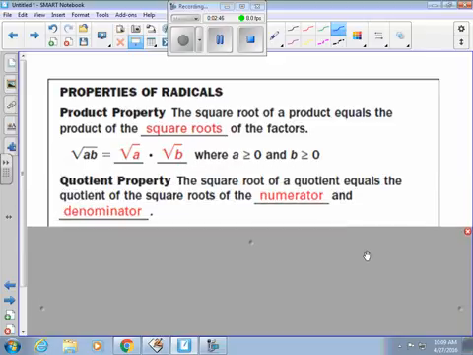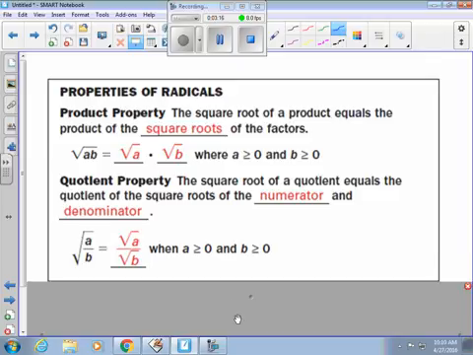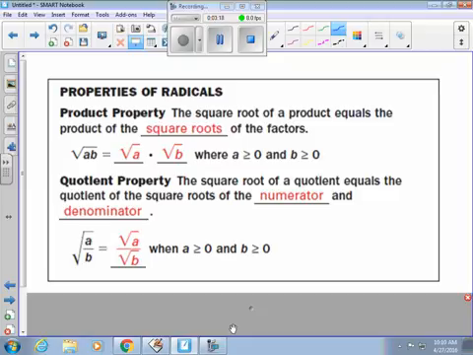The quotient property says the square root of a quotient equals the quotient of the square roots of the numerator and the denominator. That's even easier than it sounds too. What it's saying is the square root of, notice there's a fraction underneath the radical, a over b, can be separated into the square root of a over the square root of b. Again, where your values can't be negative. That's what a is greater than 0 and b is greater than 0 means. So let's look at what that means when you start putting values and variables with it.